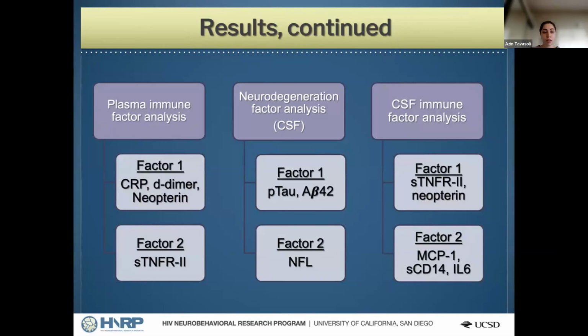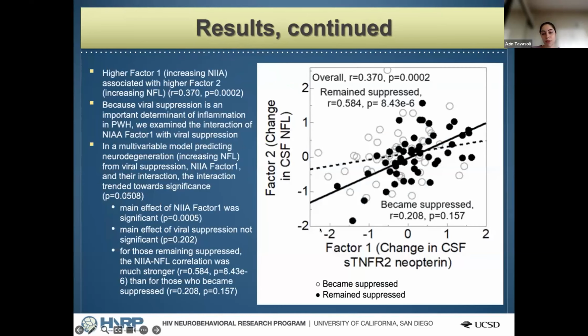For factor analysis, for plasma immune factor analysis, we had factor 1 with CRP, D-dimer, and neopterin, and factor 2 with sTNFR2. For CSF immune factor analysis, we had factor 1 with sTNFR2 and neopterin, and factor 2 with MCP1, CD14, and interleukin 6. And for neurodegeneration factor analysis in CSF, we had factor 1 with p-tau and A-beta 42, and factor 2 with CSF NFL. As you can see in this figure, we found that higher factor 1, or change in CSF sTNFR2 and neopterin, was associated with higher factor 2, or change in CSF NFL.